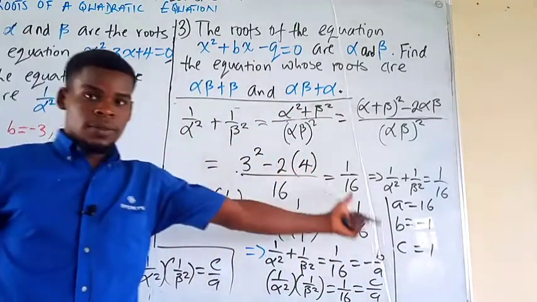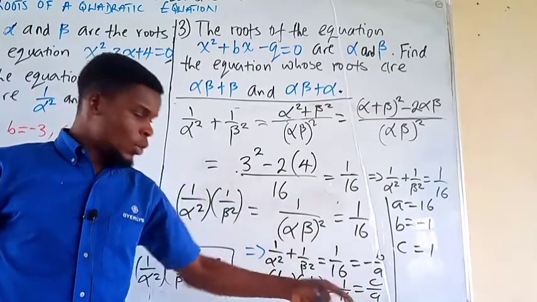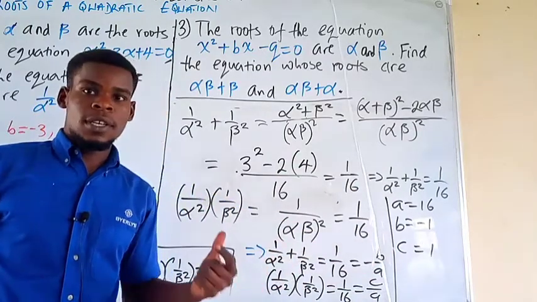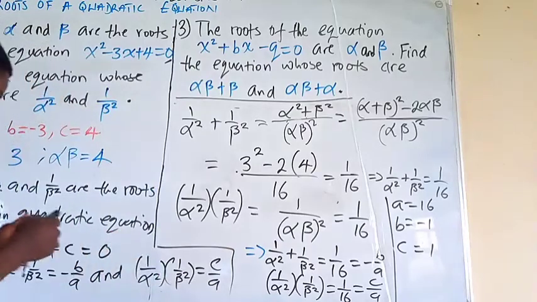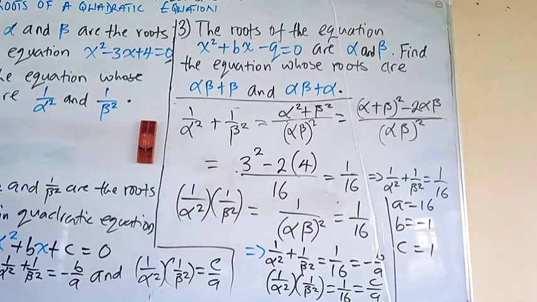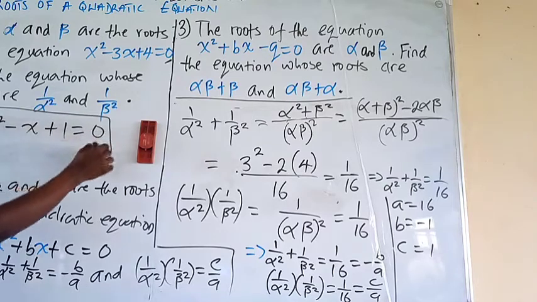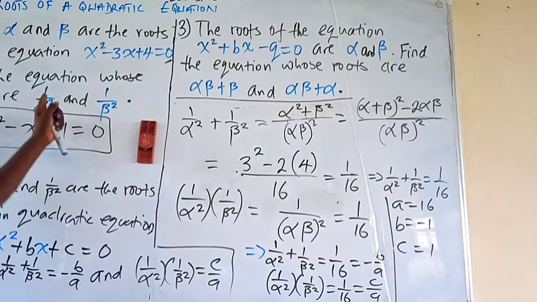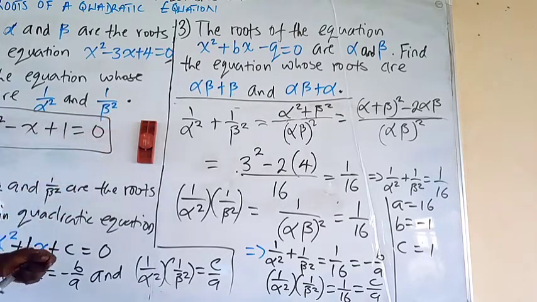So we're going to use the values of a, b, and c to construct a new equation, right? So let me clean this side. For the new equation, the new equation now becomes 16x squared minus x plus 1 equal to 0. So that right there is the equation whose roots are 1 over alpha square and 1 over beta square.